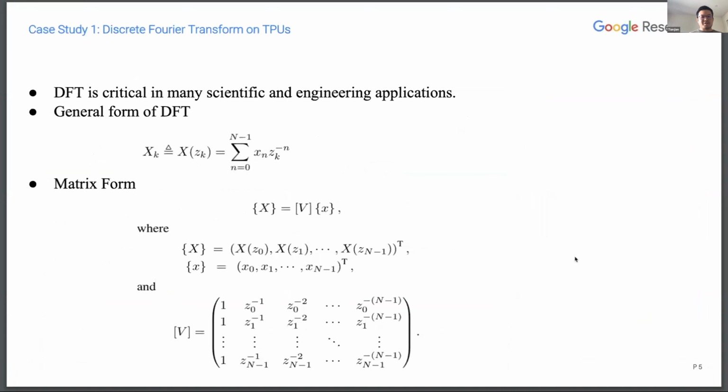Here we go. This is the Fourier transform. Fourier transform is critical in many scientific and engineering applications. The general form of DFT has a matrix form. So we can write a DFT in terms of matrix-vector multiplication as Vx, where V is the twiddle factor matrix and x is the input. That makes things a little easier on TPUs.